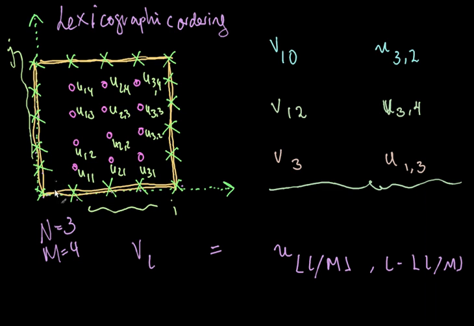So lexicographic ordering is a way to convert double indices into single indices. And the way we do that is we start by counting along the first coordinate. So we hold the first coordinate, and then we call this v1, v2, v3, v4, and then we go down here v5, v6, v7, v8, v9, v10, v11, v12.